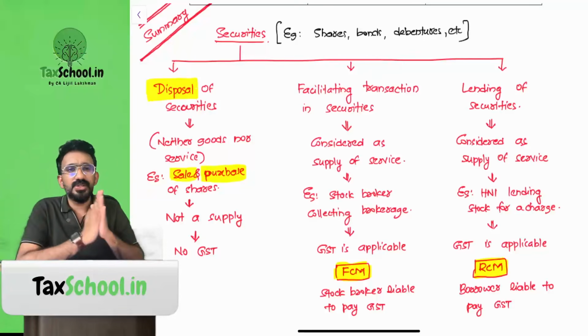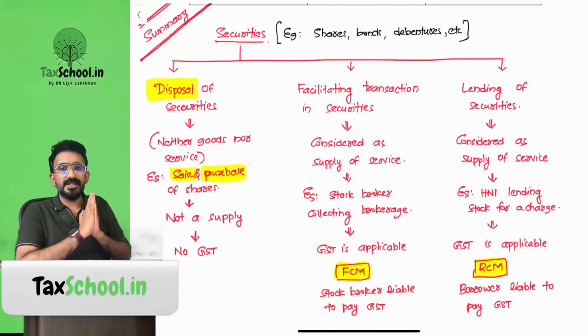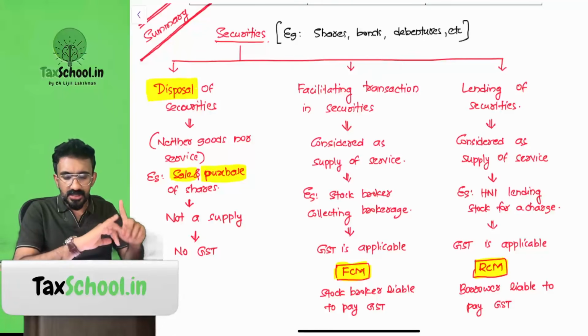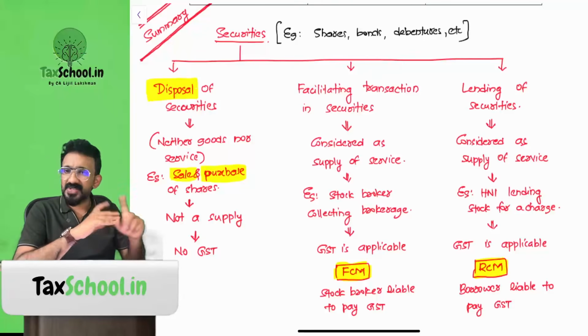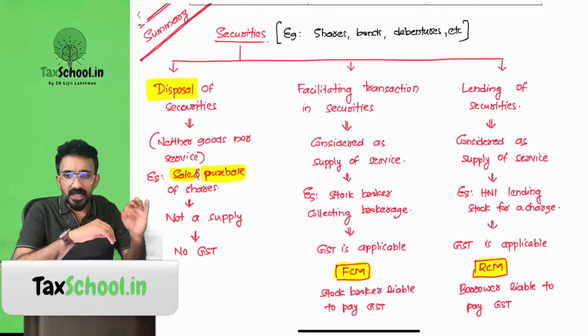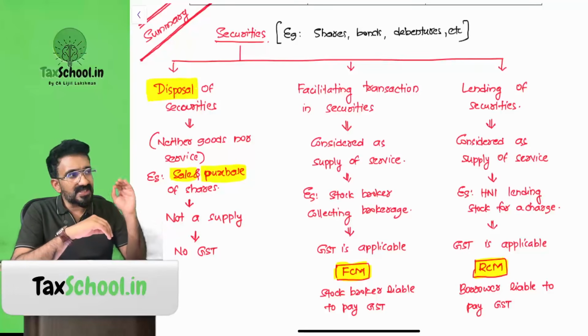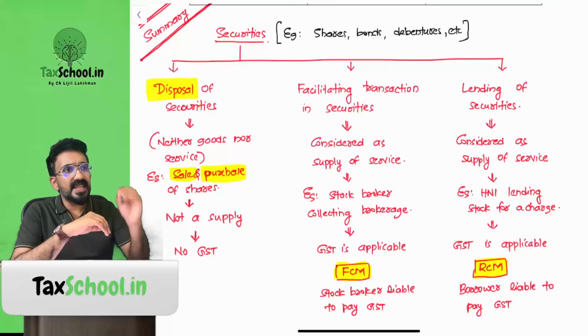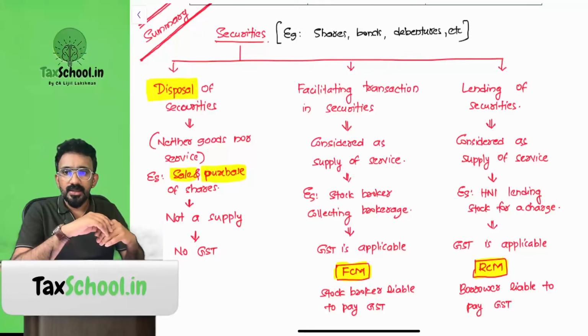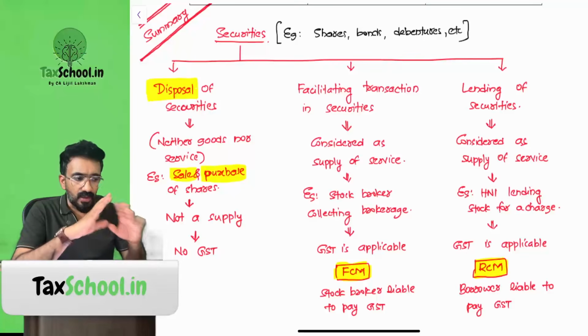I've given examples on the screen. Now you can look at the screen and then get full understanding. Securities can be shares, debentures, bonds, etc. Disposal of securities, that is giving securities for money, like sale of equity shares, preference shares, bonds, debentures, they are not goods, they are not services, no GST.